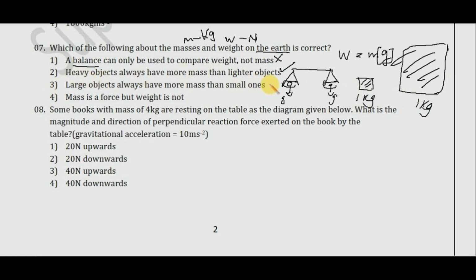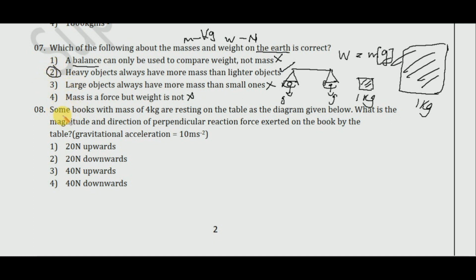That is actually wrong. Mass is a force, but weight is not. No, the reverse is the case. Weight is a force, mass is the amount of matter. So the answer, you found it, 2 is the answer. The second one is the answer.